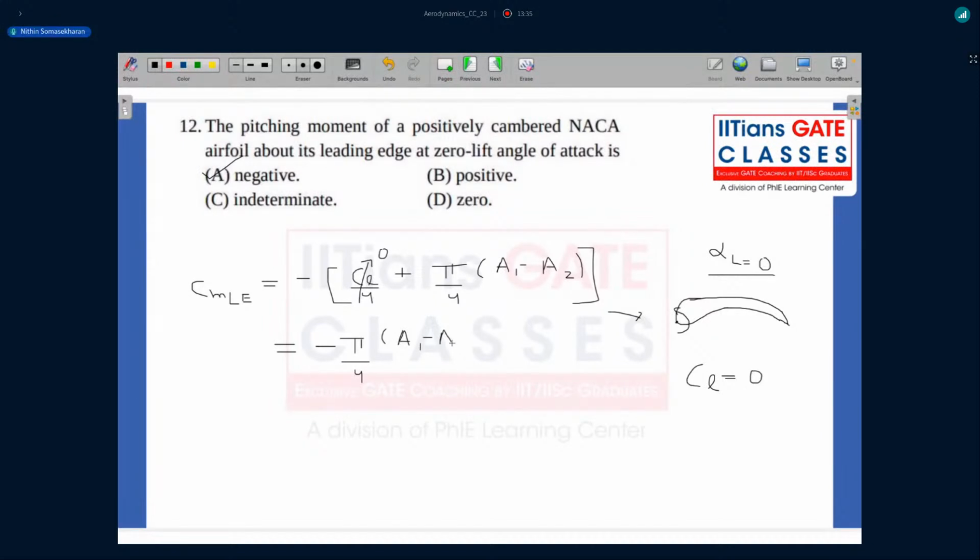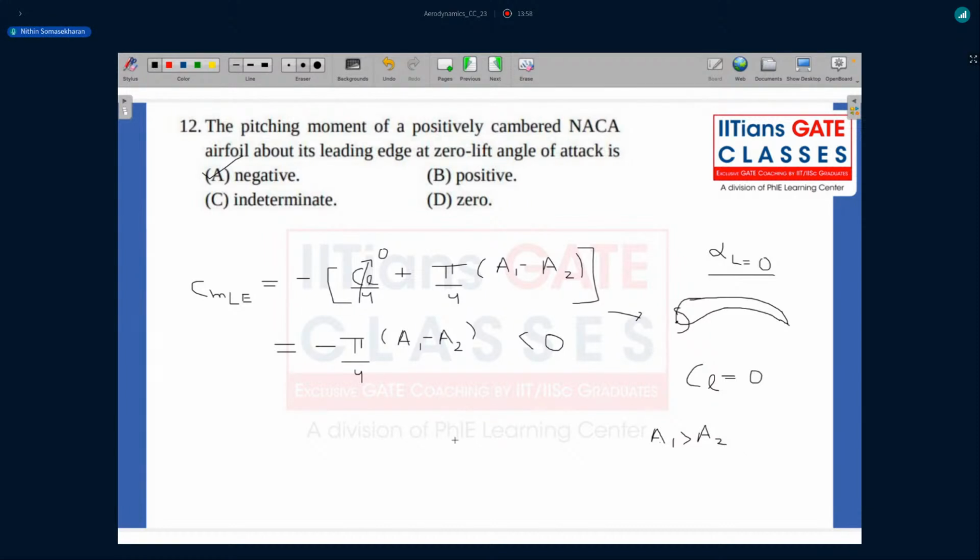All right. And typically for a NACA airfoil, now I'm not talking about any general cambered airfoil, but typically for NACA airfoils, your A1 will be greater than A2. And hence your moment at the leading edge would be negative. That is one way of looking at it.